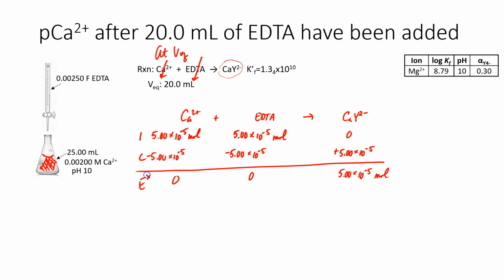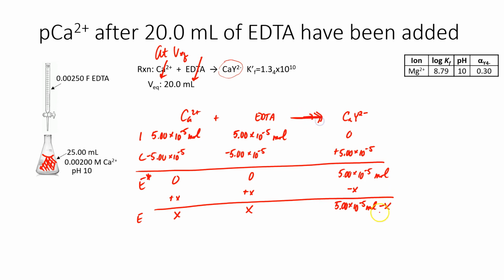And I kind of like to think of this as a pseudo-equilibrium, because a little bit of this complex dissociates to form free EDTA and free calcium, such that at our real equilibrium, we have X for calcium, X for EDTA, and 5.00 times 10 to the negative fifth moles minus X for the complex. But again, X is going to be small because this equilibrium lies so far to the right, we always ignore it. So now we can plug and chug into our K primed F.